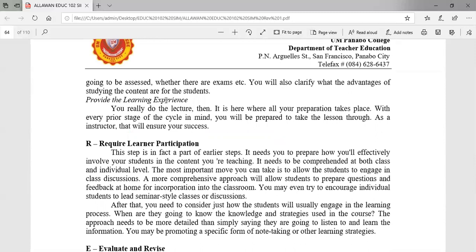Okay, another abbreviation in the ASSURE model is R, which stands for Require Learner Participation. This step is in fact a part of the earlier steps. You will require the learners to participate. What I do in Google Meeting is, while I am discussing, I call someone to answer the following questions or to discuss the next topic, so that I am not the only one talking. You give direct information or ideas about our lesson, and then I can see who is really reading what I post on paper.